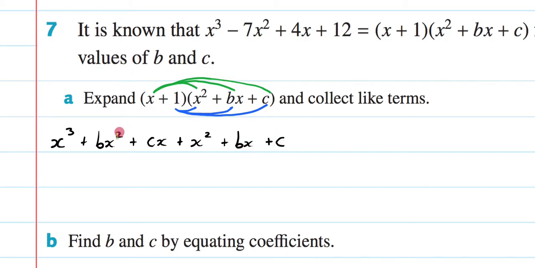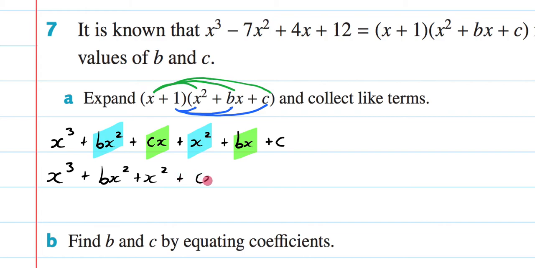The next thing that I need to do is gather some like terms here. So what I mean by that is really I have this x squared here and I have this x squared. I also have this cx and I have this bx. What I'm going to do is bring them next to each other. So I'm going to get bx squared plus x squared plus cx plus bx plus c. So all I've done in this step is simply brought the green ones together and I've brought the blue ones together. And I've done that because what I can do is take out a common factor.